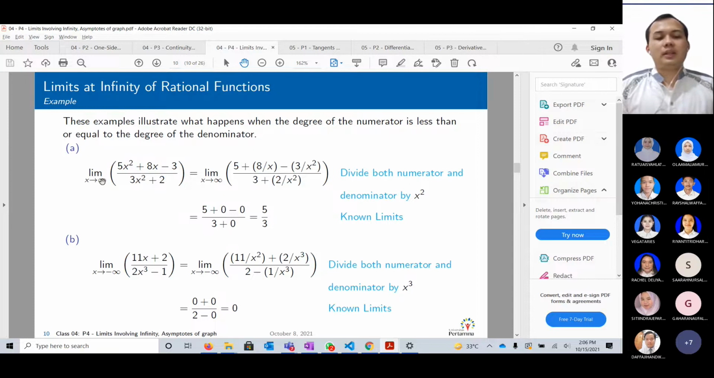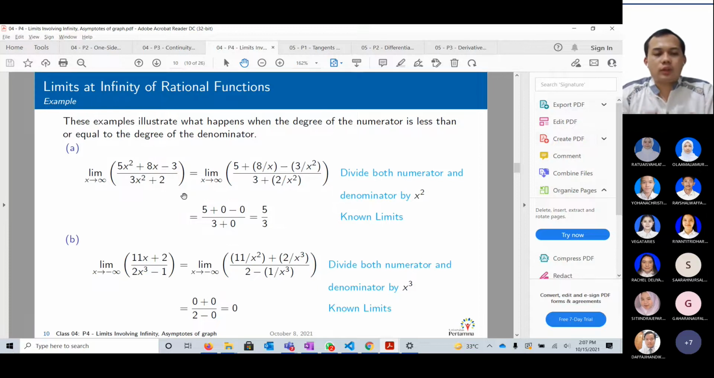Jadi 5 kali tak hingga kuadrat adalah tetap tak hingga. Ditambah 8 kali tak hingga tetap tak hingga. Dikurangi 3 tetap tak hingga, karena 3 itu suatu bilangan tertentu yang sangat kecil kalau dibandingkan tak hingga, jadi seperti tidak ada rasanya. 3 kali tak hingga kuadrat, tak hingga. Tak hingga ditambah 2 tetap tak hingga. So, di sini kita dapat tak hingga dibagi tak hingga.